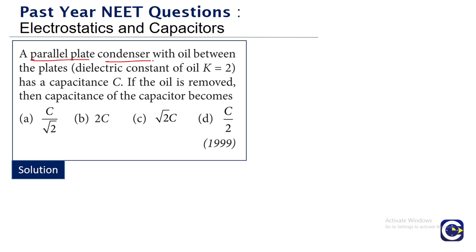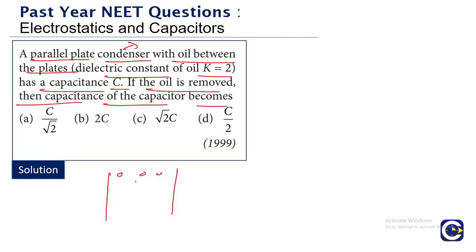A parallel plate condenser. I think we might have discussed this. A condenser is basically a representation of a capacitor. A parallel plate condenser with oil between the plates. They are giving us the dielectric constant of the oil, which is 2, and it has a capacitance C. If the oil is now removed, what does the capacitance of the capacitor become? Initially we have oil kept in the region between the two capacitor plates. The capacitance they are saying is C.